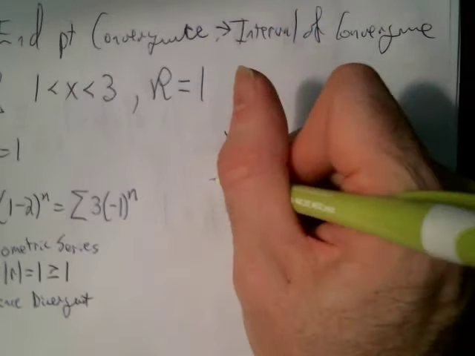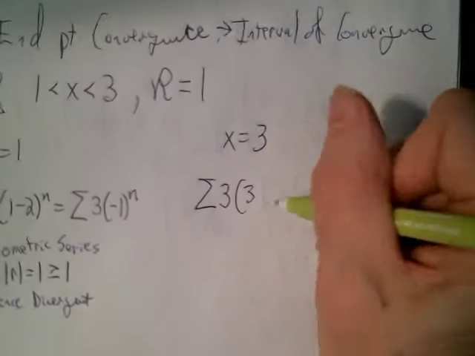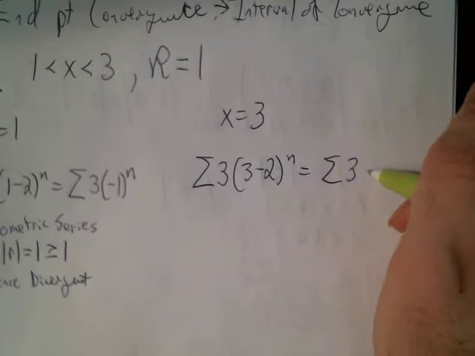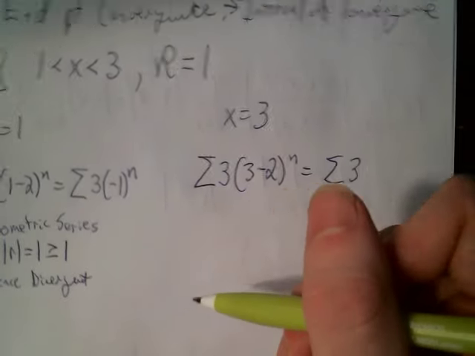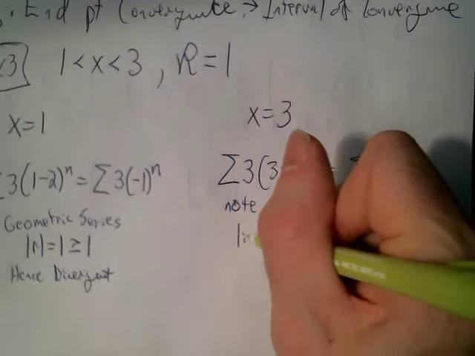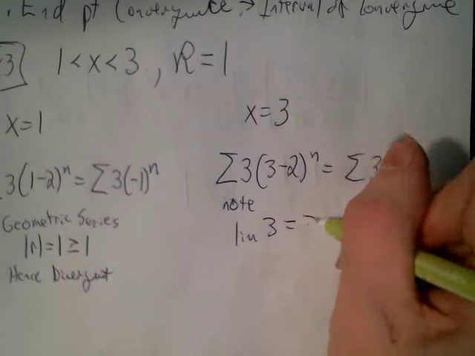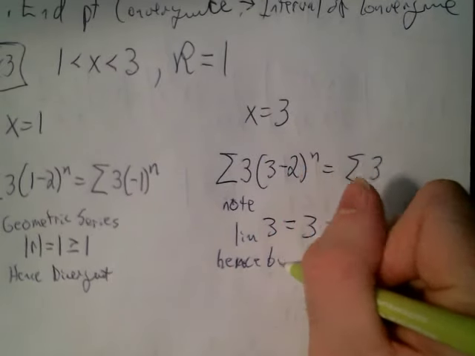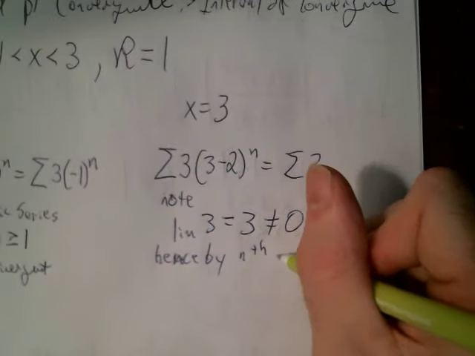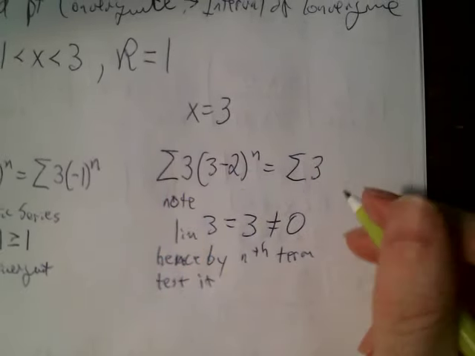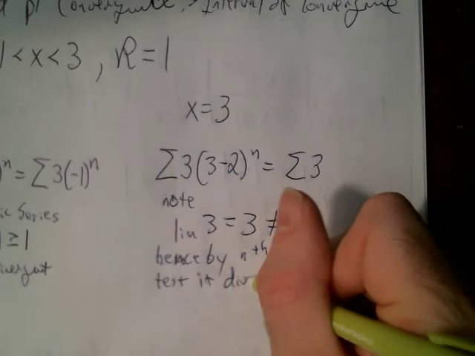x equals 3 is the same deal. You're plopping 3 in for x into the original series. So you have 3 minus 2 to the n. This will equal the sum of 3 times 1 to the n, which is just 1. And again, you could do the nth term test this time. So note the limit of the terms of the series, in this case 3, equals 3, which is not equal to 0. So hence, by the nth term test for divergence, it diverges. I'll just call it the nth term test and say it diverges by that.